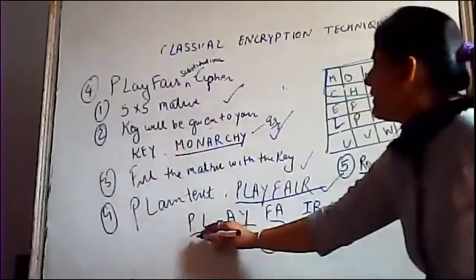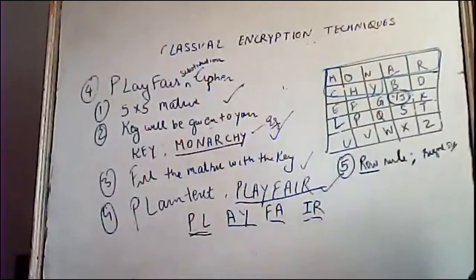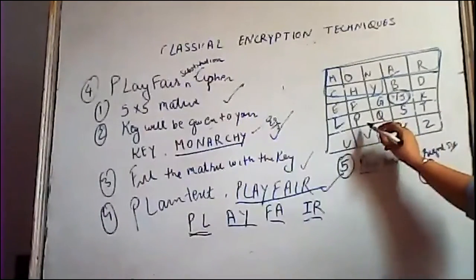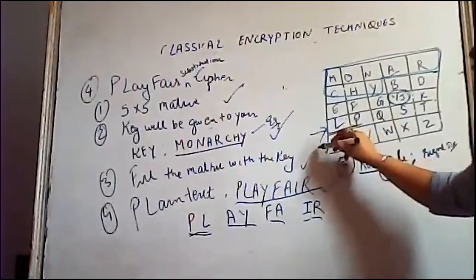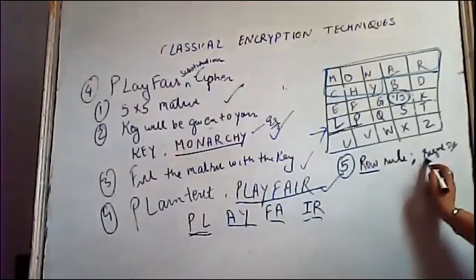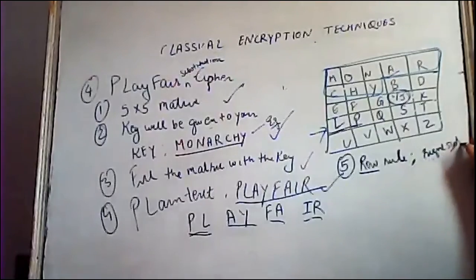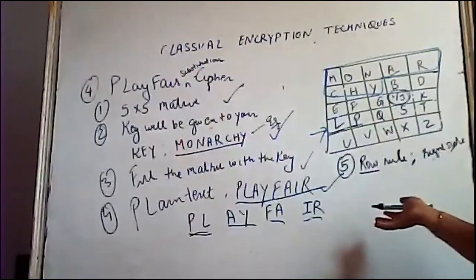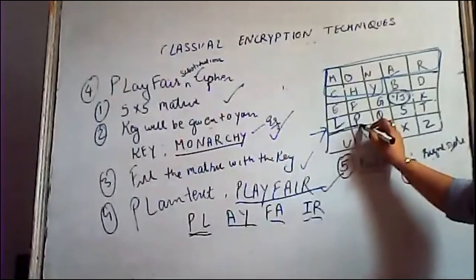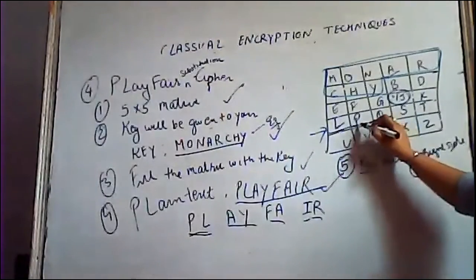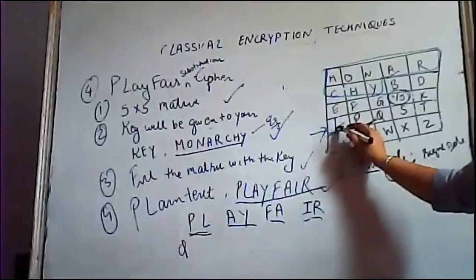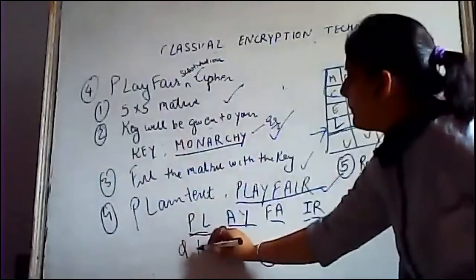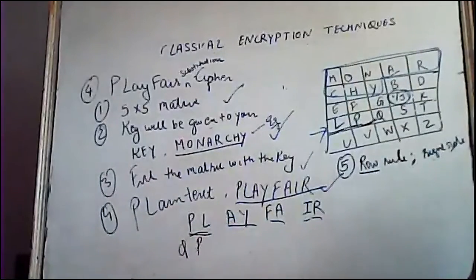Let's suppose I am taking this PL. So this PL, you can go for that. Where is that PL? PL is here. Both belong to the same row. So according to the rule, we have to take the alphabet that is to the right of that particular alphabet. What is to the right of this P? It is Q. Q is over here. And for L, what is it? Fine. Is it fine?